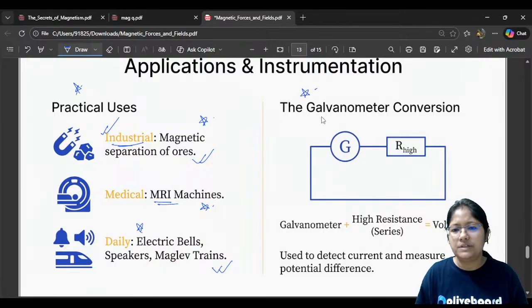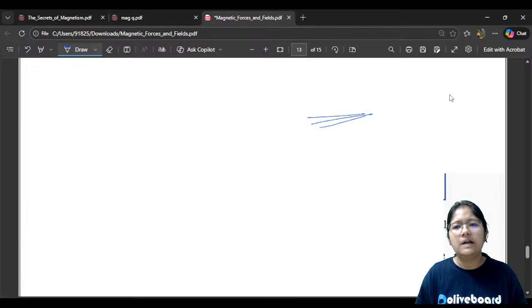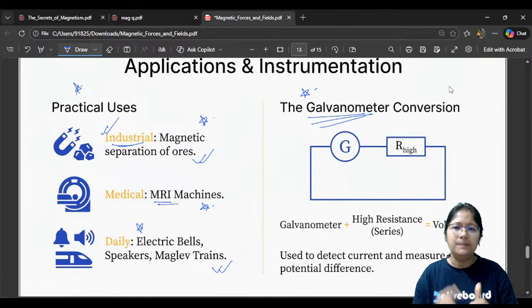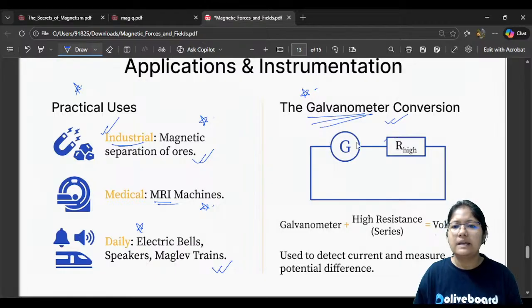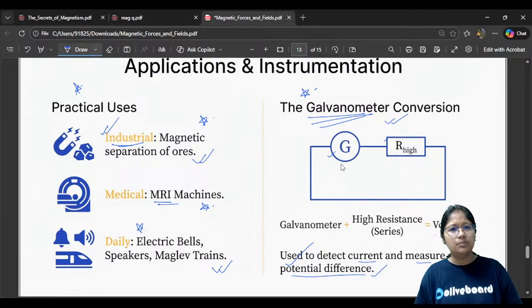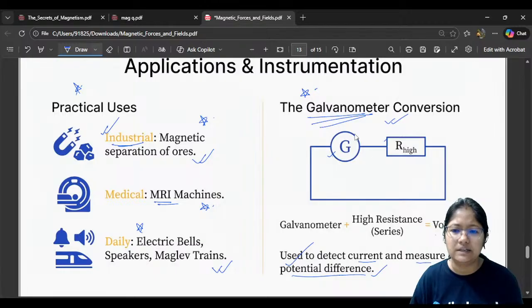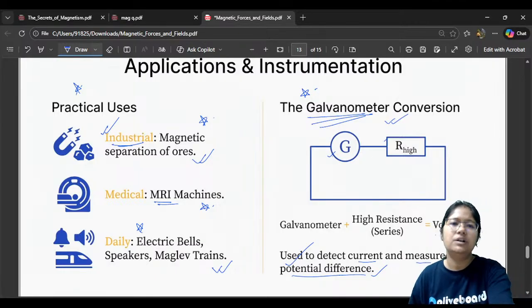Now coming to galvanometer. Till now in electricity we had seen that if it is an ammeter, we are connecting it in series. If it is a voltmeter, we are connecting it in parallel. But now what is this galvanometer connection? You can see there is some high resistance which is there in series, and along with that you have connected a galvanometer as well, and this is going to give you the potential difference. So it is used to detect current and measure the potential difference. So galvanometer will do both of these tasks. You can use it to detect the current, and you can also measure the potential difference. Okay.